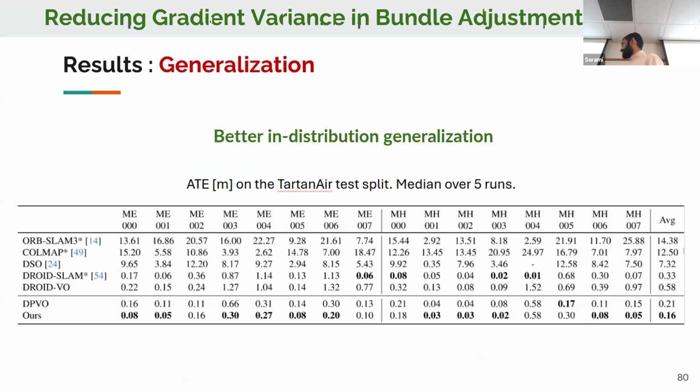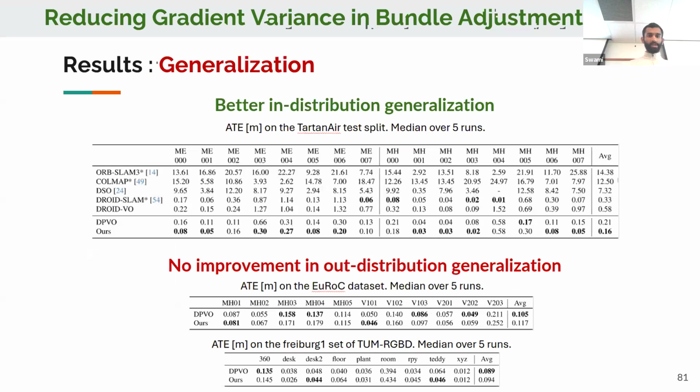The benefits also transfer to the generalization accuracies, where here we show the generalization errors on the Tartan test set, and we observe significant benefits with the modifications that we proposed. Interestingly, the benefits don't quite transfer to out-of-distribution generalization, mostly because most of the errors there arise from the sim to real transfer, and so there's not much that can be done by reducing variance for those problems.